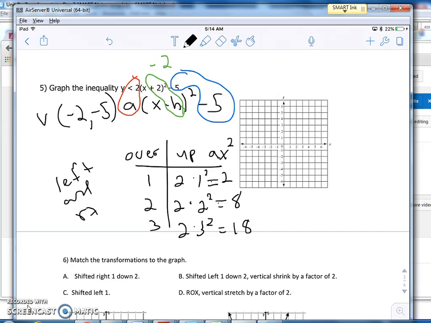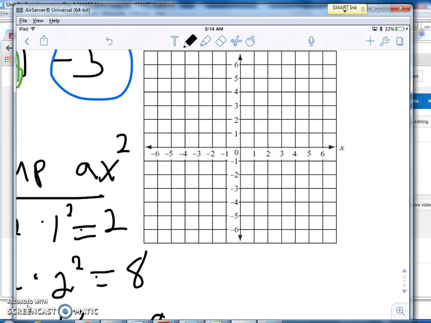So let's go ahead and plot these points. We said our vertex was at -2, -5. I go over 1, up 2, because my A value is 2, axis of symmetry. I go over 2, I'm going to go on this side now, over 2, up not 4 but 8, so there's 3, 4, 5, 6, 7, 8. Axis of symmetry. And I won't be able to get 18, so go ahead and connect this the best you can.